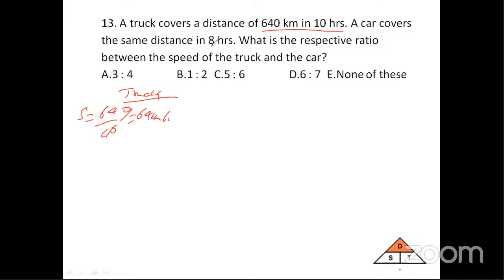A car covers the same distance in 8 hours. So the car covers the same distance, that is 640, in 8 hours. 8 8s are 64, so we get 80 as the answer. Here we get 64. Here we get 80.